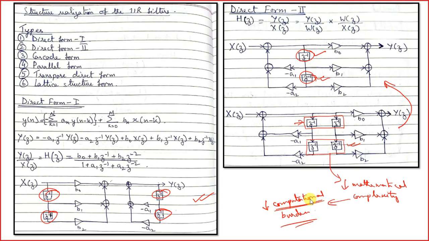Okay. So when you talk of direct form 2, your computational burden reduces to a certain extent. Because what you are doing is reducing the number of delays in the realization circuit.